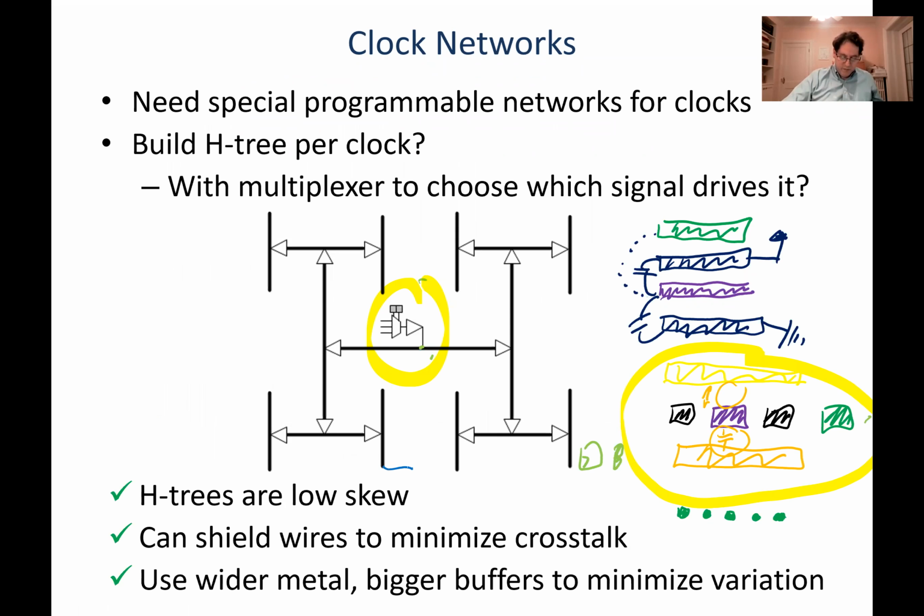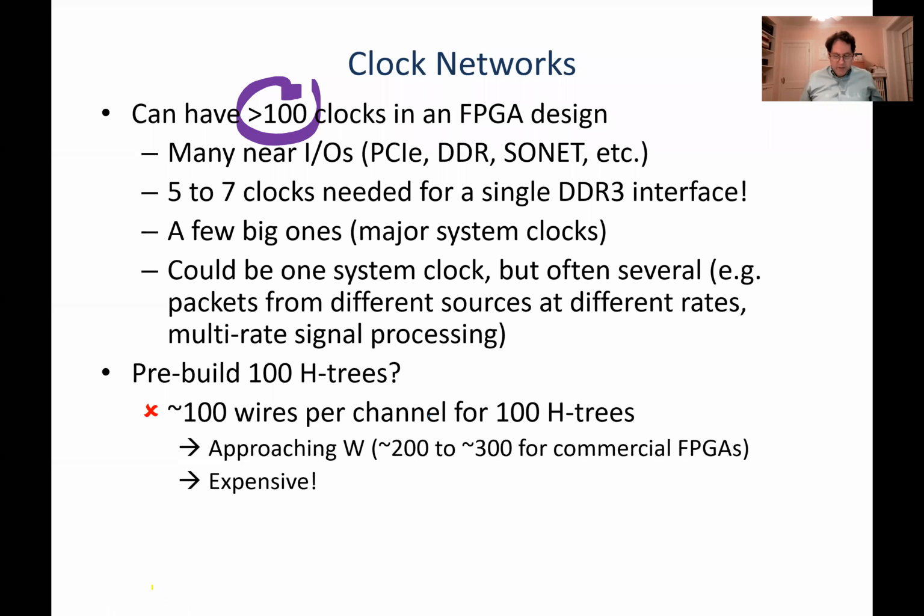When I get down to this point, I start having lots of wires at the end. If I built 100 H trees, I get 100 wires for every single channel at the bottom part of those H trees. The channel width for commercial FPGAs is typically about 200 to 300 wires in a routing channel, so adding another 100 wires is a big deal, especially because the 100 wires I'll be adding would tend to be these thick wires with big drivers and so on. So that's problematic. So what can we do?